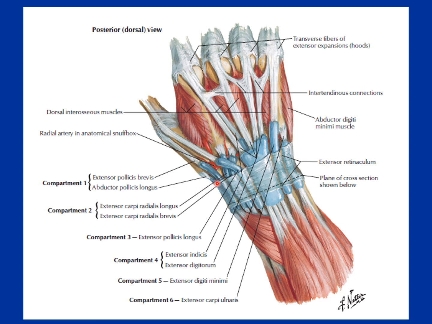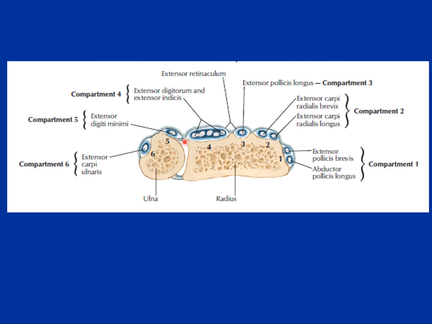Compartment 1 contains extensor pollicis brevis and abductor pollicis longus tendons. Compartment 2 contains extensor carpi radialis longus and brevis. Compartment 3 contains extensor pollicis longus. Compartment 4 contains extensor indicis for the index finger as well as extensor digitorum. Fifth will contain extensor digiti minimi, and sixth will contain extensor carpi ulnaris. So these are the compartments which are formed by the fibrous septa in between them, and they have their own synovial sheath.